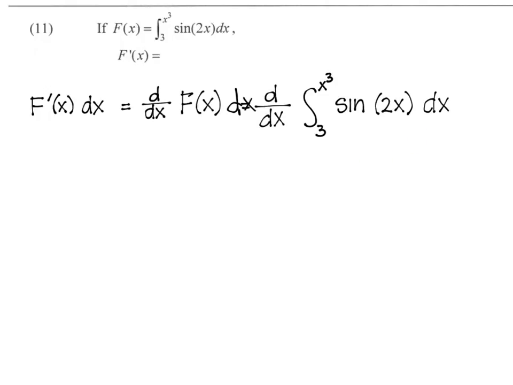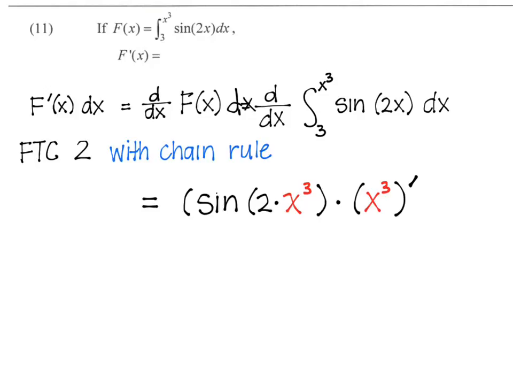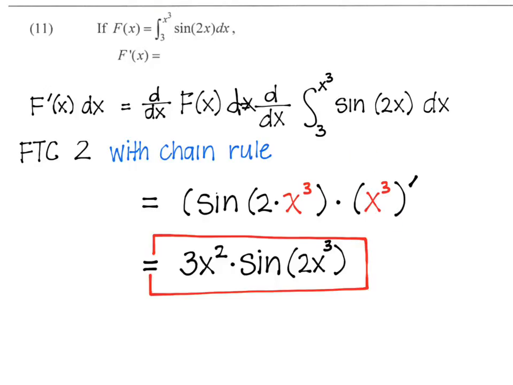Well, this happens to be the fundamental theorem of calculus 2. And that told us, with a chain rule, that when you have the derivative of an integral, you just plug in this upper limit, which normally is just an x, into this function, and it will just become that function. But because it's not just simple x, it's x cubed, you have to also multiply it times the derivative of that upper limit, and therefore we get the answer of 3x squared times sine of 2x cubed.